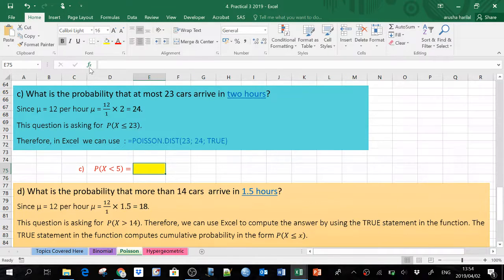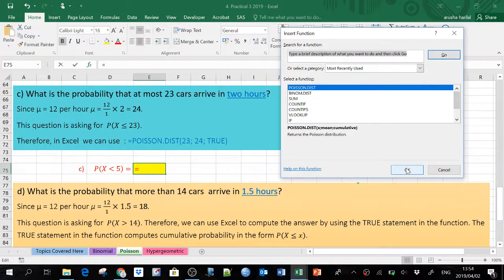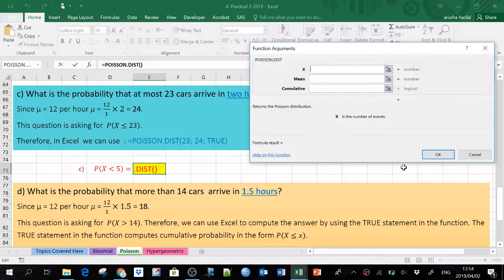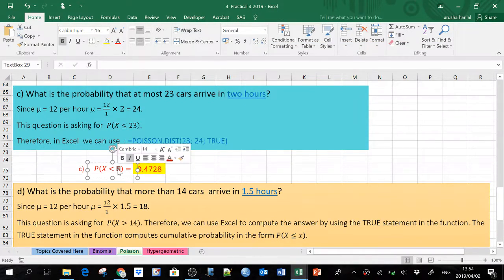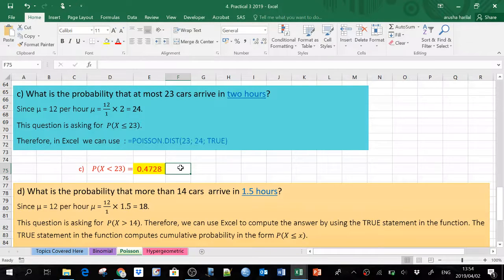So here again, insert function, Poisson is already activated. What is the probability that at most 23? Okay, so we're going to type in 23. And what is our new mean, which is 24? And since this is cumulative, we're going to say true. Okay. Oops, again, this has not been adjusted. So there's 23, and let's adjust that. So this is now the probability that we have calculated.